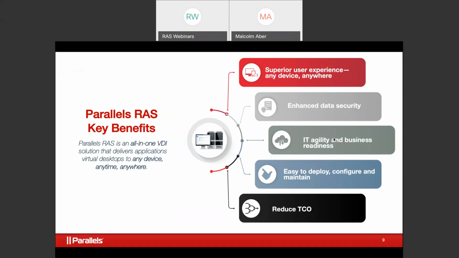Enhanced data security. So you are essentially collecting all your data, putting it into one place, and you have total control of that data. So you don't have data running around on different devices where you don't have any control. With Parallels RAS, you gain total control with regards to your data, and you can do whatever you want with the data. IT agility and business readiness.